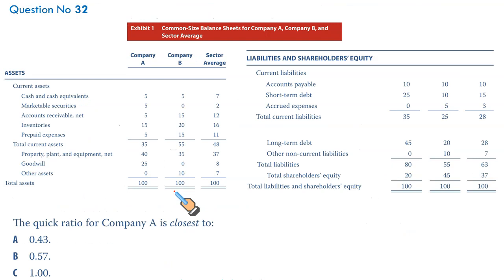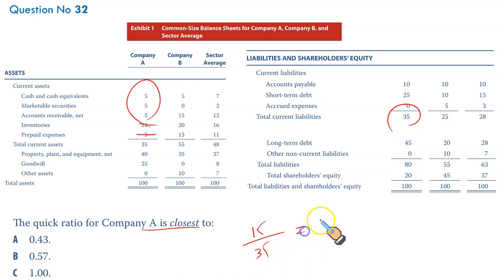Next, the quick ratio for company A is closest to. Quick ratio will involve just the assets that are easily convertible to cash, excluding the prepayments and inventory for company A. So this is 15, divided by the current liabilities for company A, which is 35. So 15 by 35, a straightforward question, will give you 0.43.